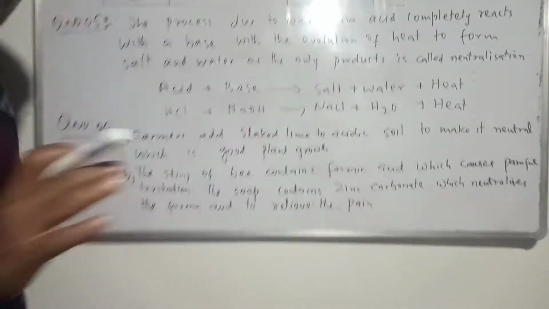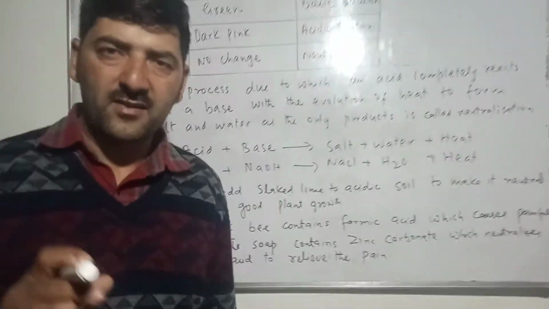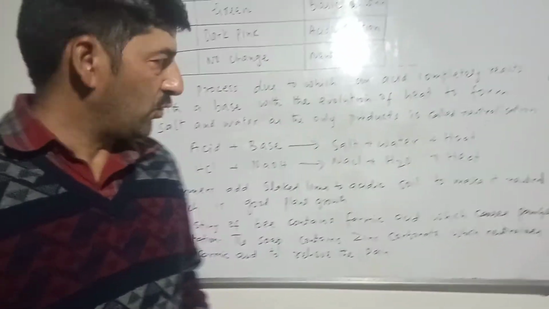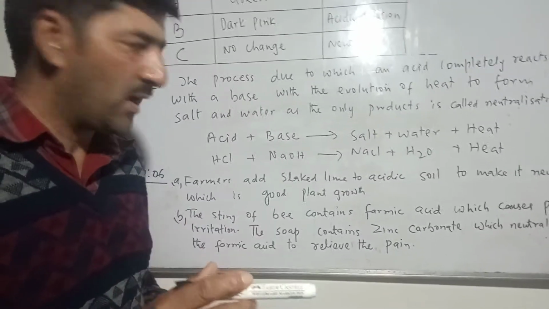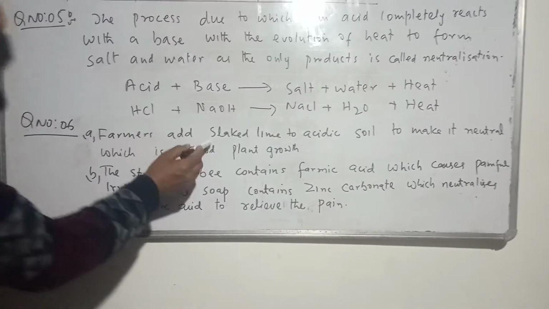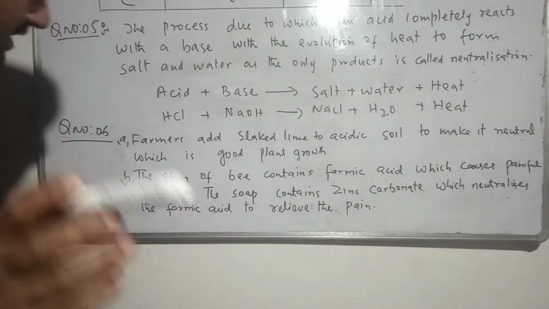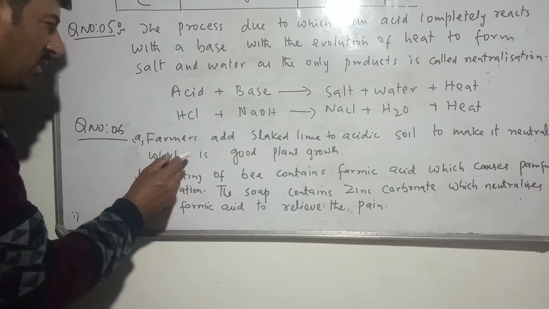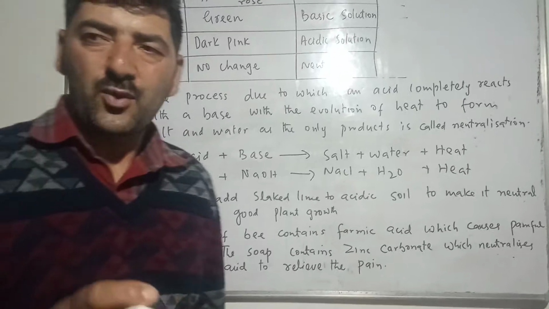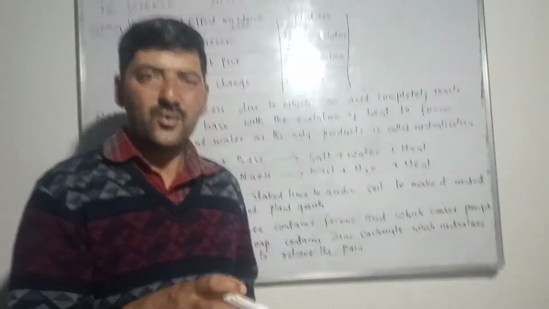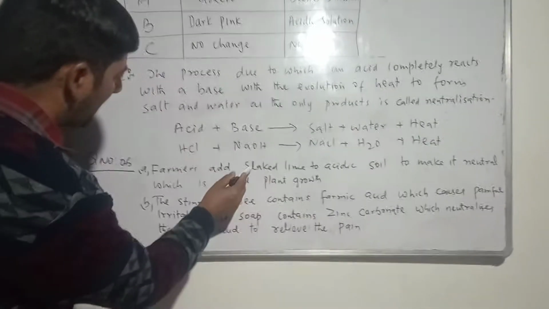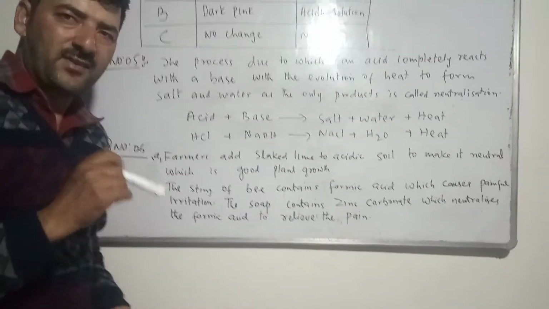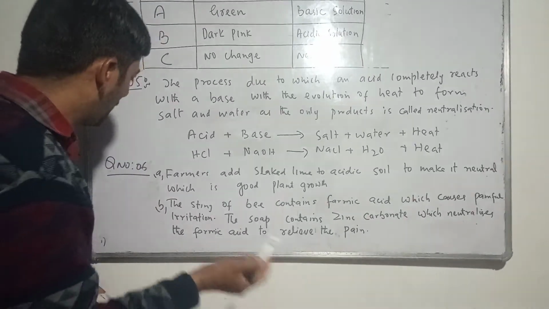So when we use these inorganic fertilizers on soil continuously, the soil becomes acidic. To neutralize the acidic nature of the soil, farmers add slacked lime. This slacked lime neutralizes the acidic effect of the soil. The acidic nature of the soil is not good for plants. Therefore, farmers add slacked lime to acidic soil to neutralize its acidic nature. That is good for plant growth.